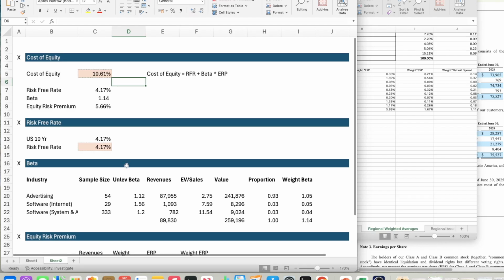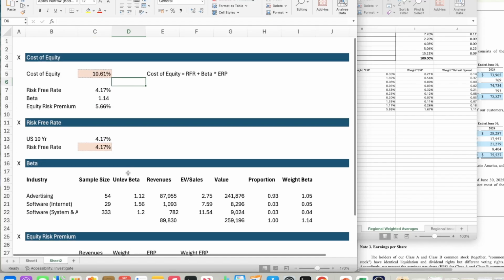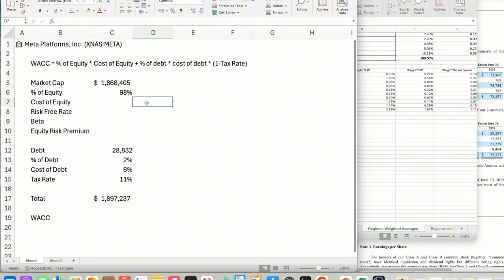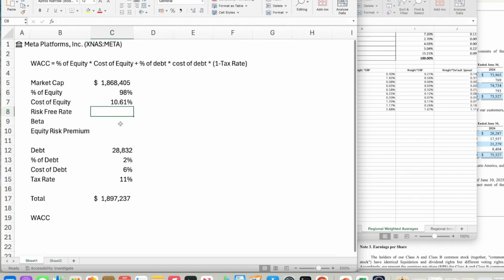And I guess it's going to be high because Meta gets its revenues globally. I mean, apart from China, it gets its revenues from all over the world. So it's not going to have a solely US risk premium. Okay, now obviously we can ignore these because we've done them over there. We're going to do this now.